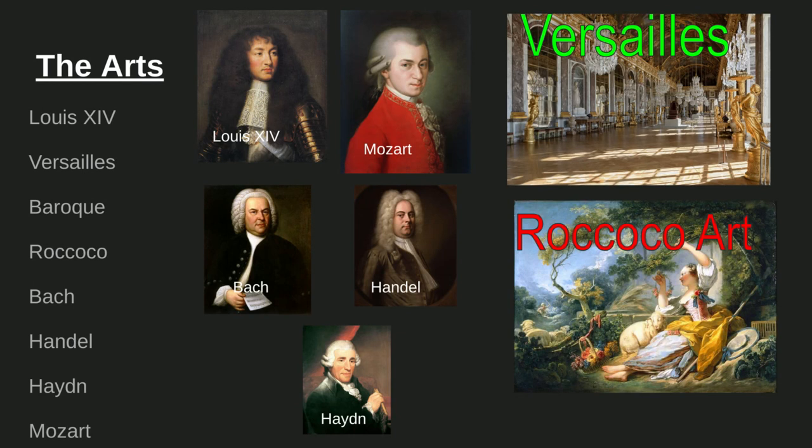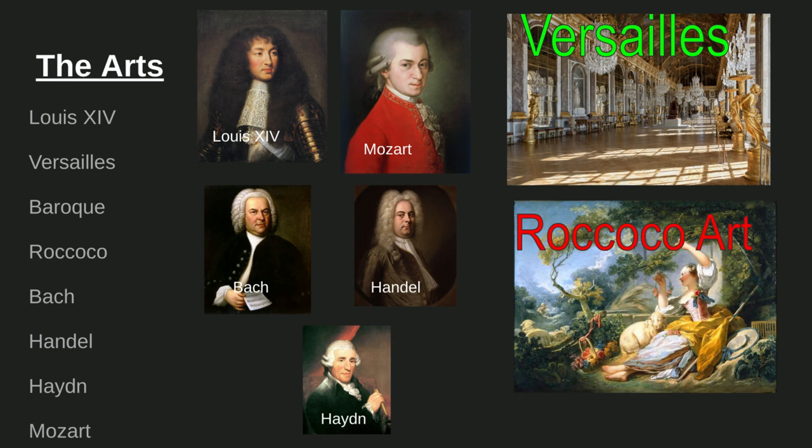And of course, there are a few of these guys that you see pictured here that we're going to talk about. Mozart, Bach, Handel, and Haydn were all famous composers during this period. Johann Sebastian Bach and George Frederick Handel were two musical geniuses that lived during this period. They're going to compose music during the first half of the 18th century. They perfected the Baroque musical style.